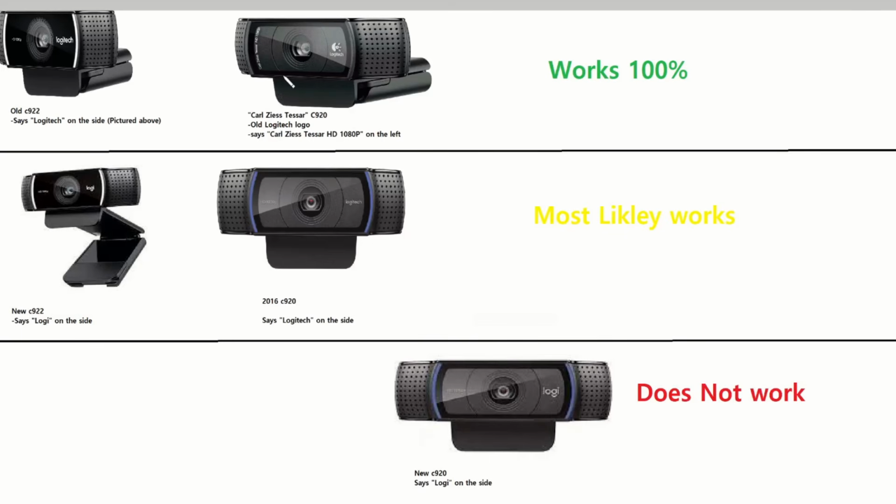These ones also work. These are the, I don't know how to say that, c920. You see it has the older Logitech logo and has that on the side. The ones that most likely work are the newer c922. I don't think they fixed this on the newer c922. I believe the 2016 c920 also does the funny buzzing noise, but the new c920, see it says Logi, does not work because I used to own one of these and it did not do the funny noise.